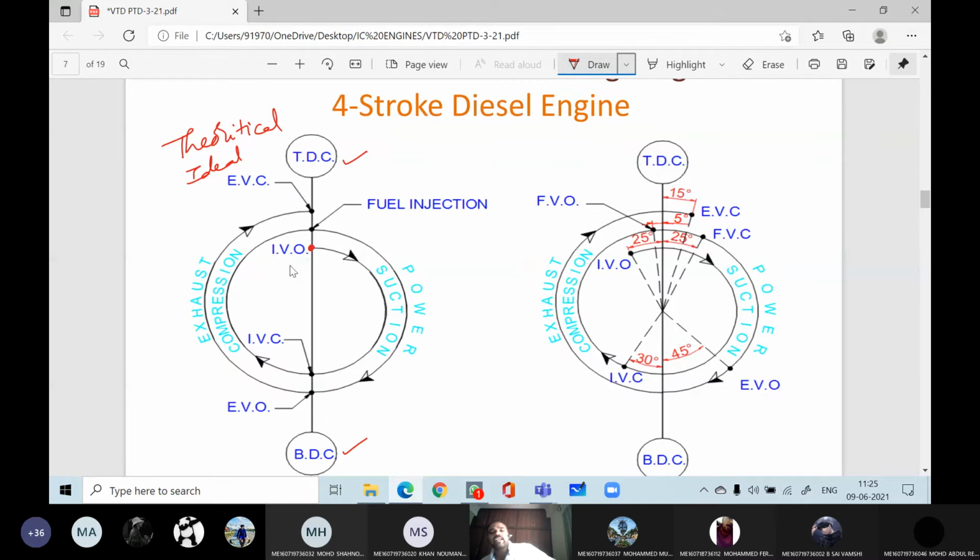According to the theoretical one, the inlet valve has to open when the piston is at the top dead center. This is the theoretical one. First, let me complete this. Now, the piston is moving from TDC to BDC, therefore the crank, this circle rotation denotes the rotation of the crank. The crank completes 180 degrees from here to here, thereby the inlet valve is closed. This process is the suction. This is 180 degrees.